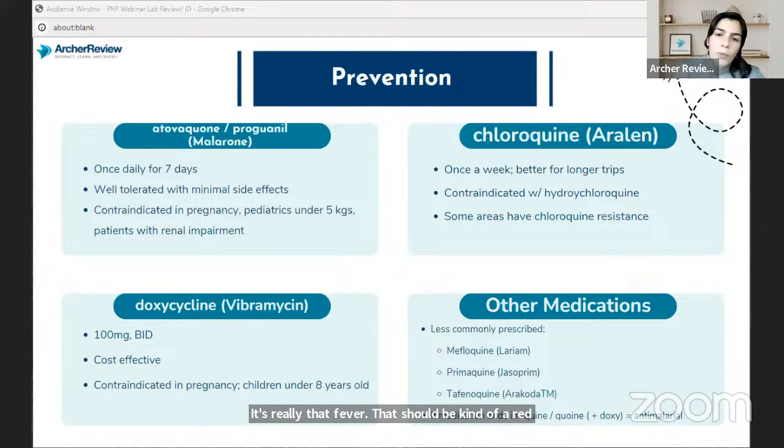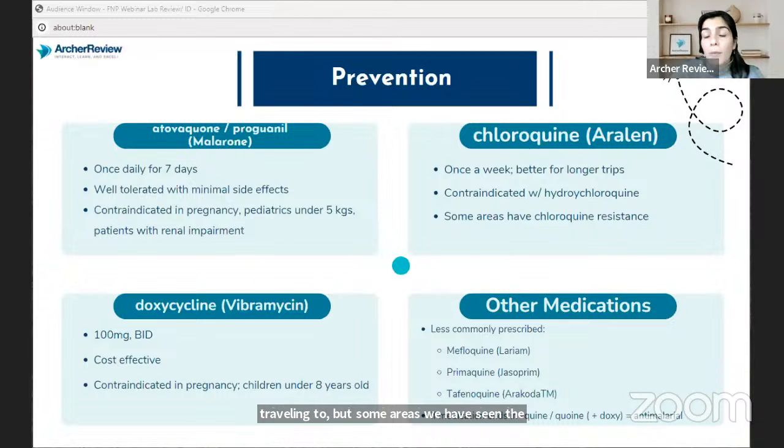I also wanted to point out that some of these are contraindicated in pregnancy, and you want to look at those when you're prescribing as well. And then again, it depends on the region that they're traveling to, but in some areas we have seen chloroquine resistance.